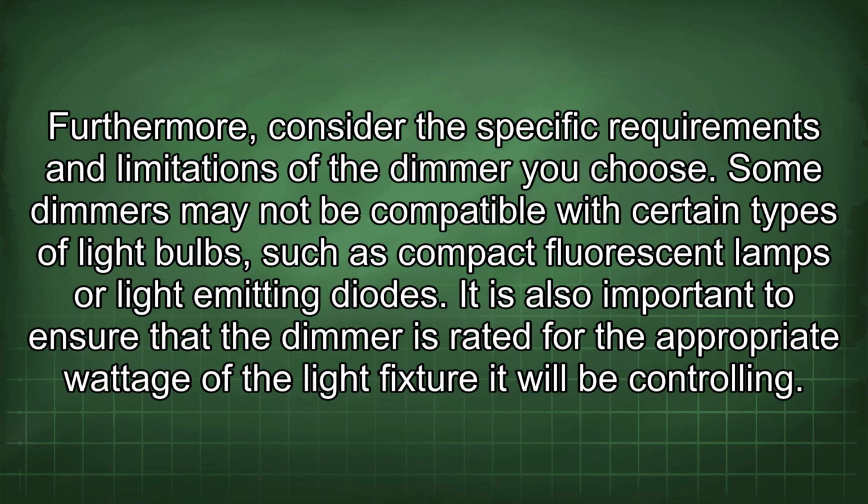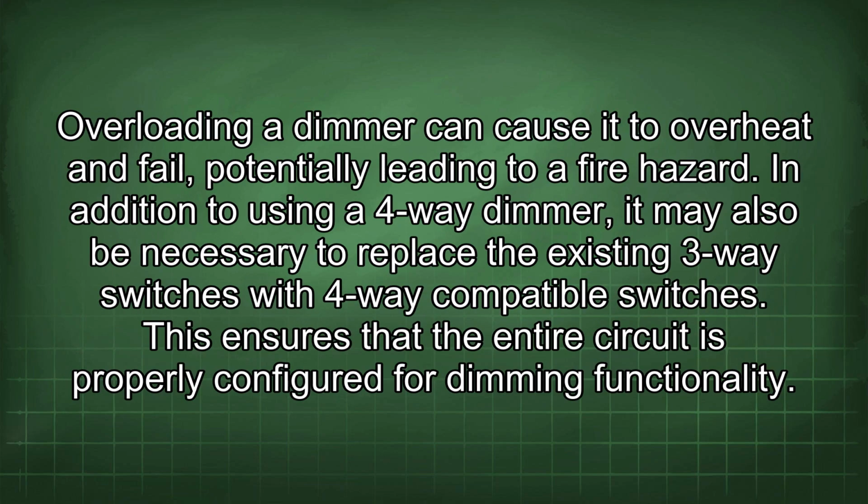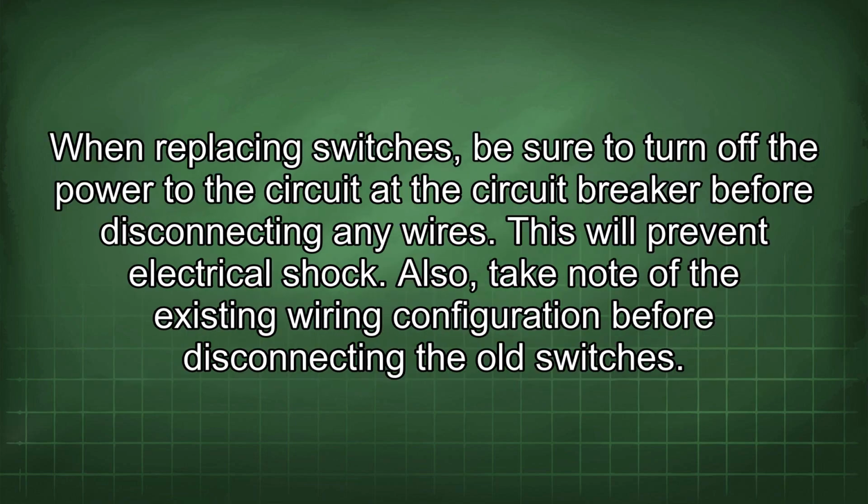Some dimmers may not be compatible with certain types of light bulbs, such as compact fluorescent lamps or light-emitting diodes. It is also important to ensure that the dimmer is rated for the appropriate wattage of the light fixture it will be controlling. Overloading a dimmer can cause it to overheat and fail, potentially leading to a fire hazard. In addition to using a four-way dimmer, it may also be necessary to replace the existing three-way switches with four-way compatible switches. This ensures that the entire circuit is properly configured for dimming functionality. When replacing switches, be sure to turn off the power to the circuit at the circuit breaker before disconnecting any wires.